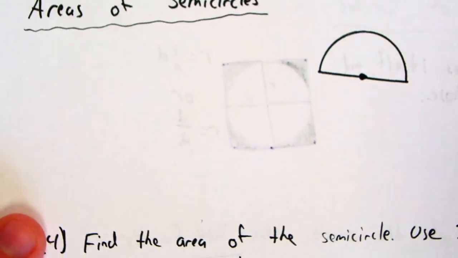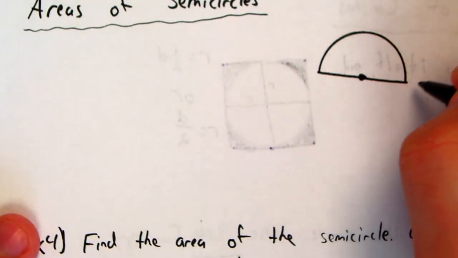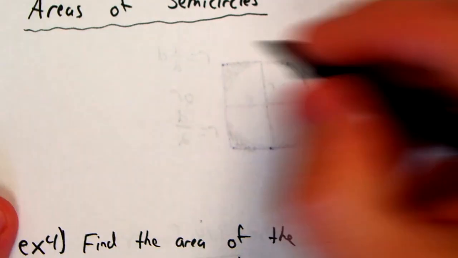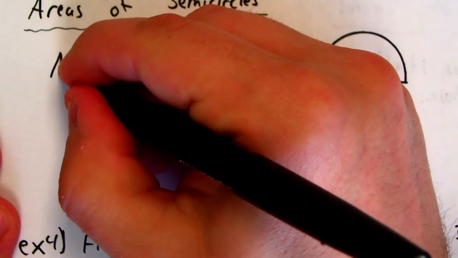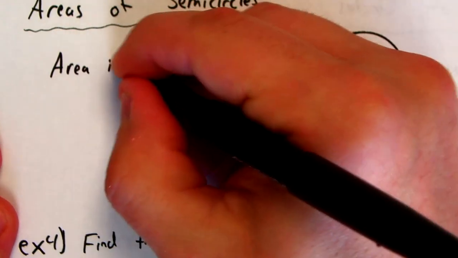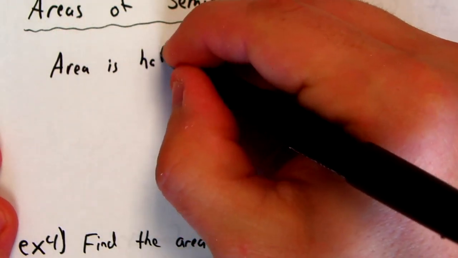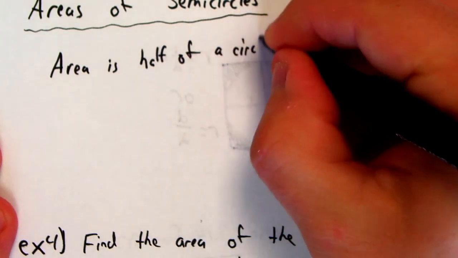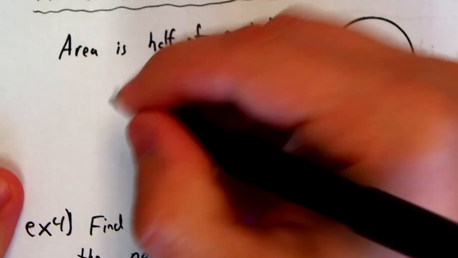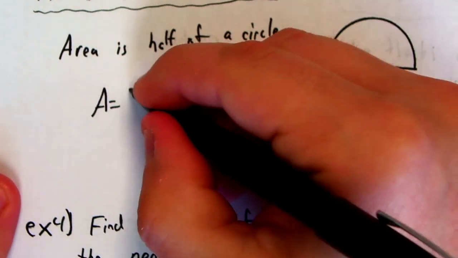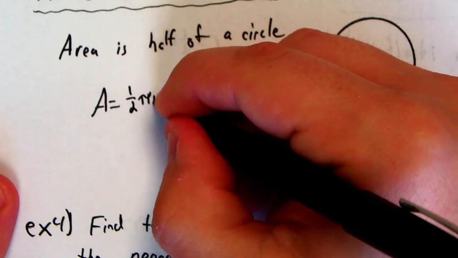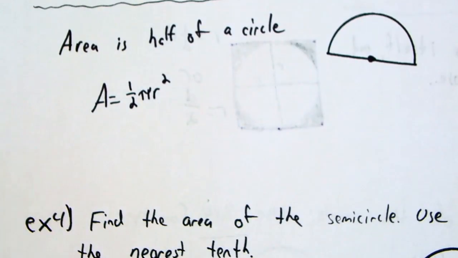All right, let's look at the backside here, because now we're going to be talking about semicircles. Now, if you look at this, this is half of a circle. So the area of a semicircle is going to be half of a circle. So the area is 1/2 the area of a circle, which happens to be pi, again, and r squared.